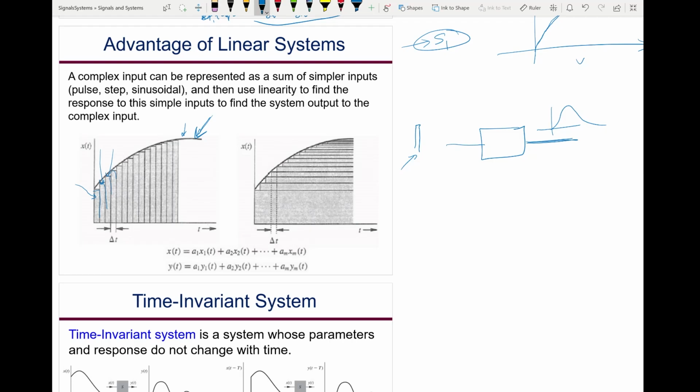So basically, if you call this x of t, I'm expressing it as a linear sum of pulses of different amplitude. The output will be the output for this one, which is this, plus the output for this pulse, which is this, plus the output for this pulse, which is this. And that's the advantage of system linearity.